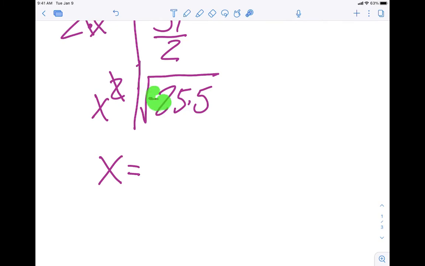You see this negative here? There's no square root of a negative number, because square root means two numbers that multiply to give us this guy. And the negative times the negative is a positive. Negative times negative is equal to a positive. Positive times positive also equals to a positive. There's no way there are two numbers that give us negative 25.5. So this is no good.